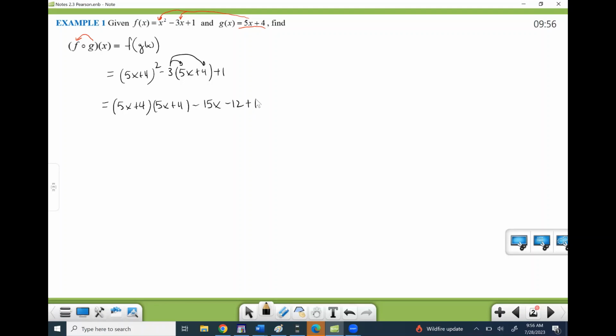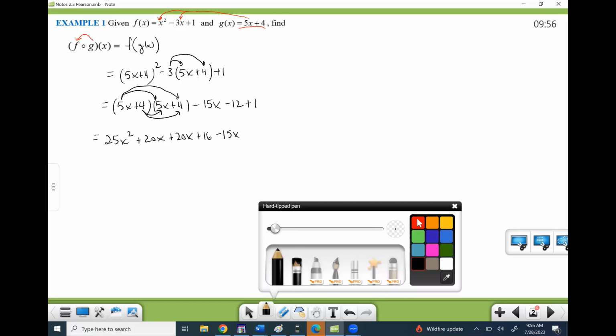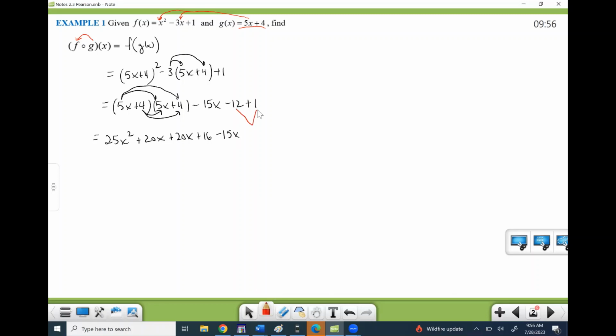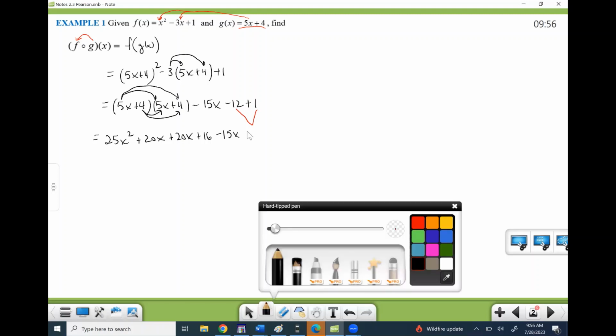Then we'll FOIL out this binomial times this binomial. So we get 25x squared plus 20x plus 20x plus 16, and then minus 15x. I'm also going to combine these while we're at it: negative 12 plus 1, so negative 11.